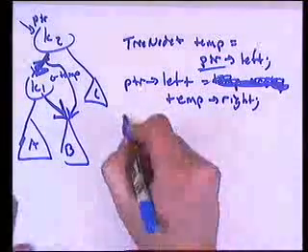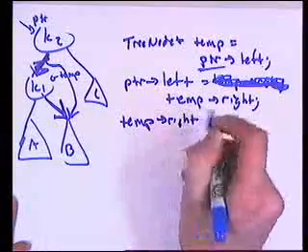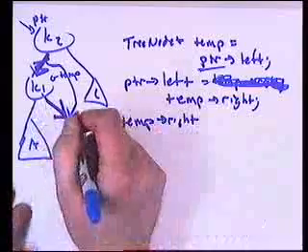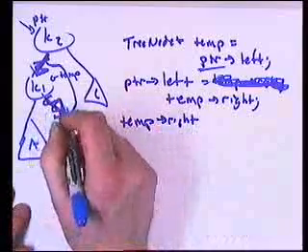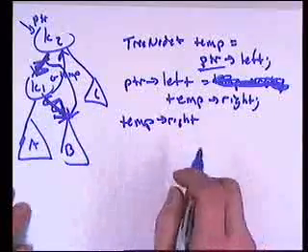I can now change temp right as well. I can change this pointer. And where I want it to point is to point up to K2. And this is getting very complicated. I'm going to redraw it in a moment.